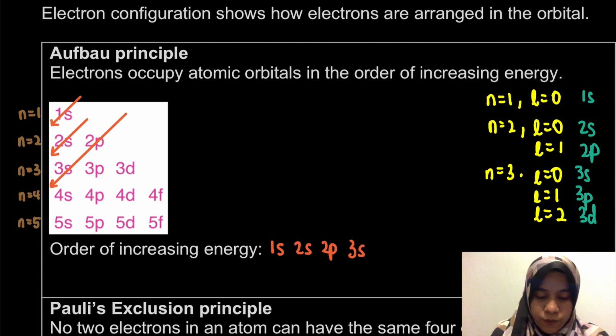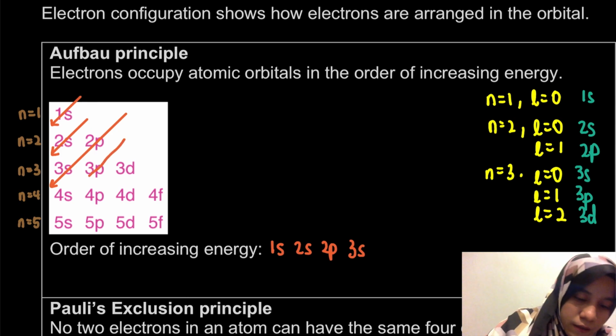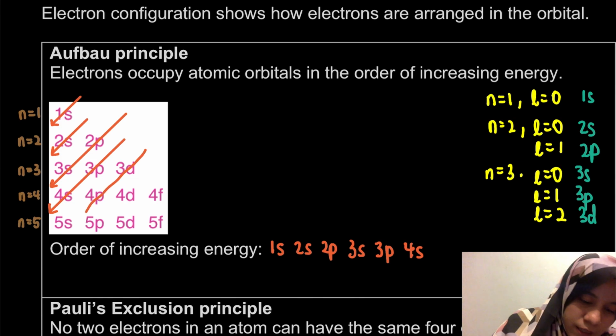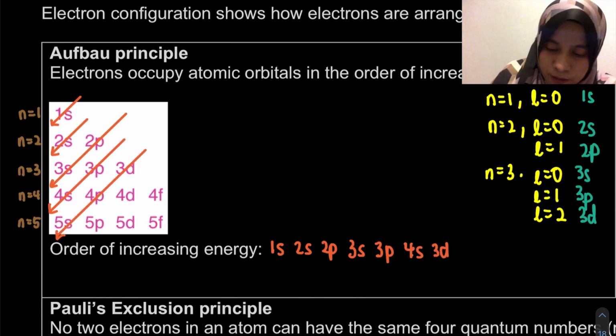Next what we're going to look at is 3p, 4s. So 3p first, then 4s. And then next it has 3d, 4p, 5s. Here we have 3d, 4p, 5s, and so on.